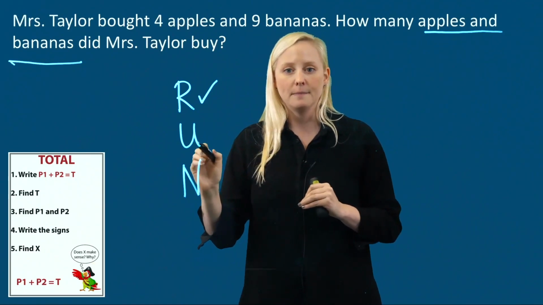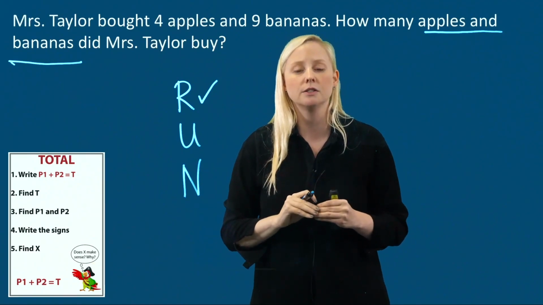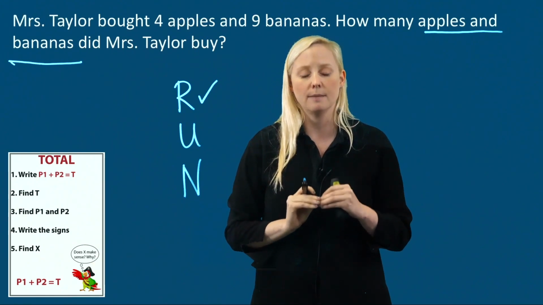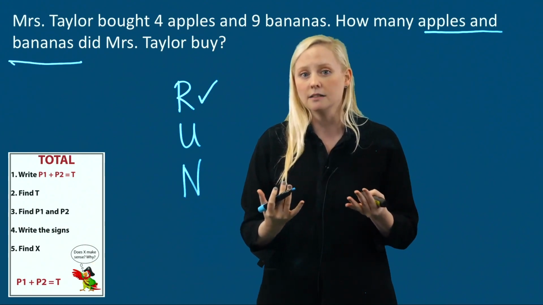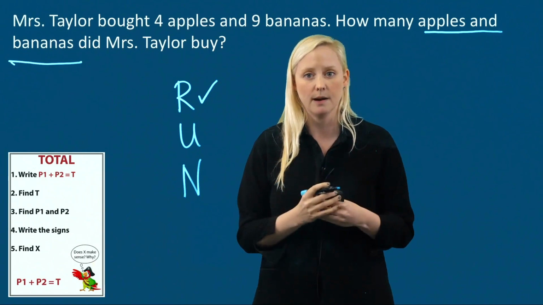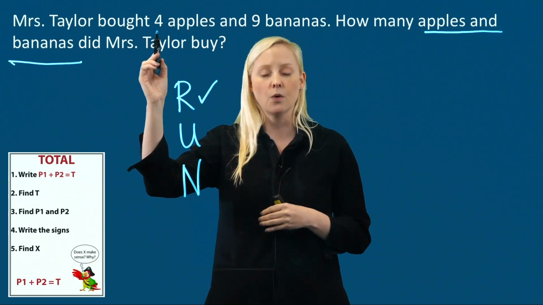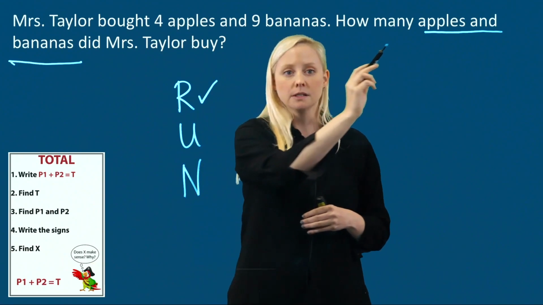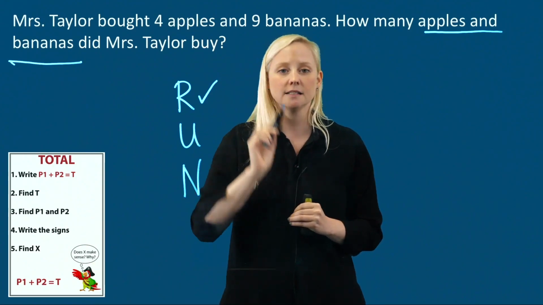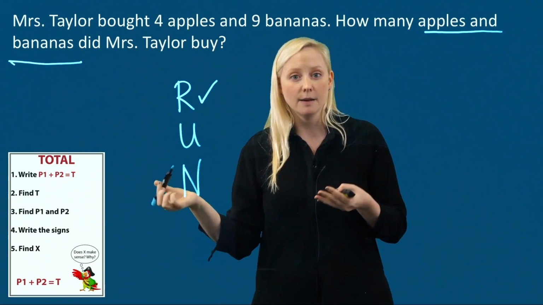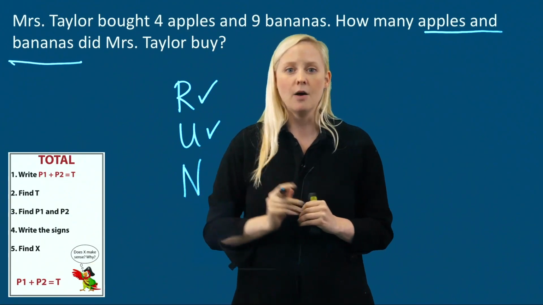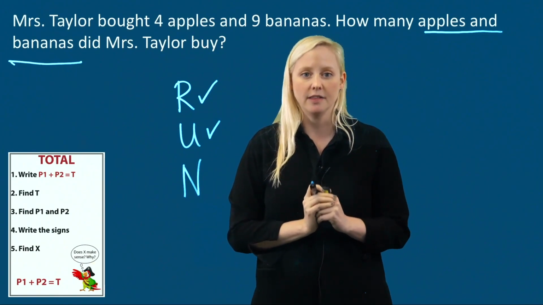I've underlined the label, but I'm not done with U. The second part of U is to cross out irrelevant information. I have to check all of my numbers and make sure that they're talking about our label. If I have a number that's not talking about my label, I know that's irrelevant information, and that's information that I don't need to solve the problem. Our first number we see is 4. 4 is apples. Apples is about our label, so I know I need that number. The second number we see is 9. 9 is about bananas. Our label is also about bananas, so I also know I need that number. Now I can check off the U because I've underlined the label.